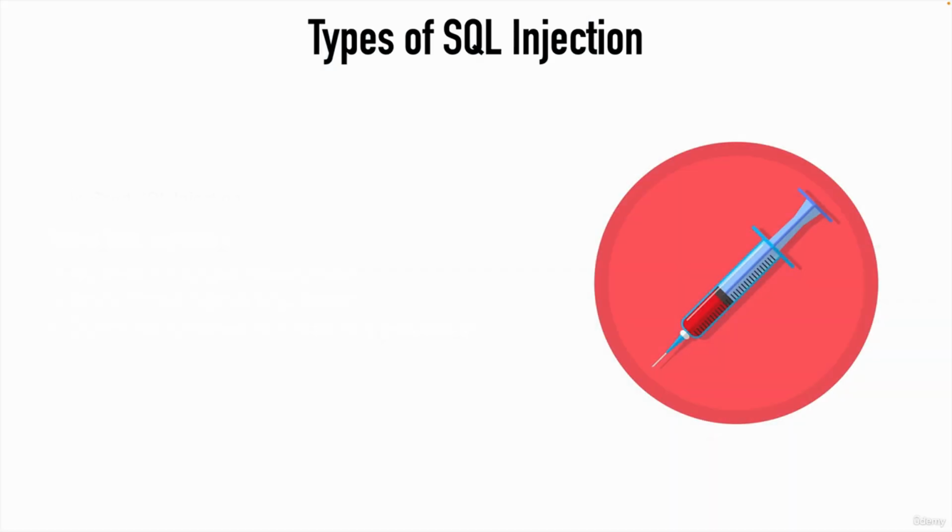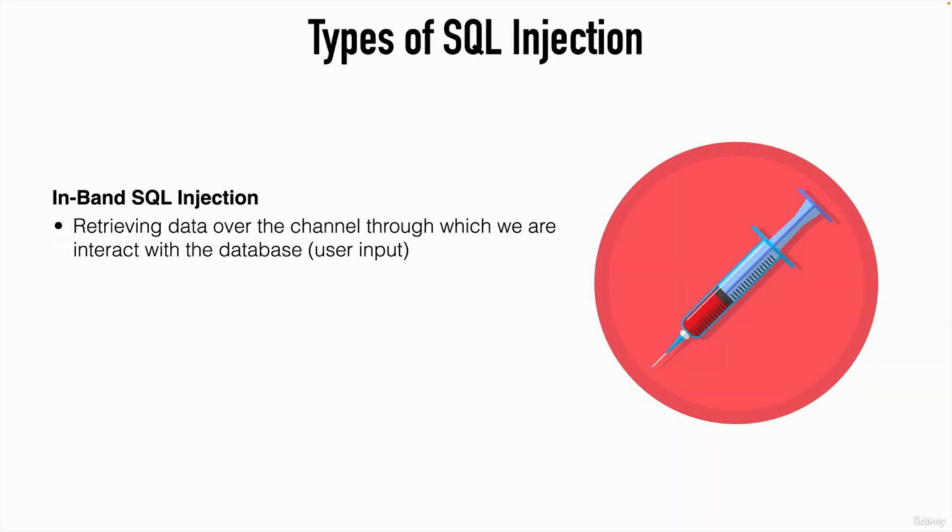We can also perform SQL injection attacks as either in-band or out-of-band. The examples we've already looked at here are considered in-band attacks. We've looked at some of those throughout this course because we're retrieving data back over the same channel that we're using to interact with the database. In other words, maybe we're interacting with a web application and the web application itself is presenting information back to us.